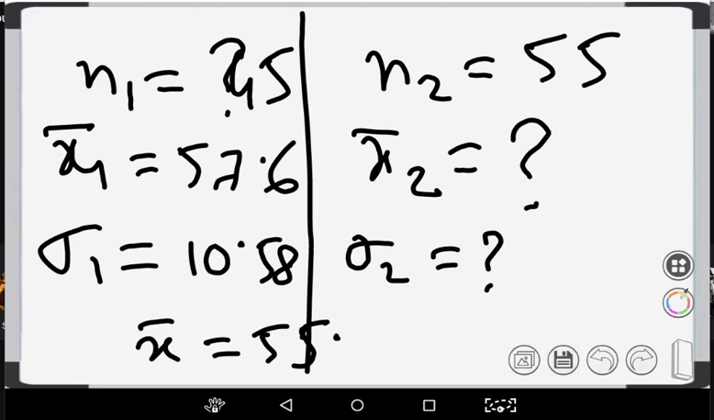And sigma is also given. That is 11.37. So all these values are given. Calculate sigma x2 bar and sigma 2. I'll give you 5 minutes. Quickly do it, and that will complete today's class.